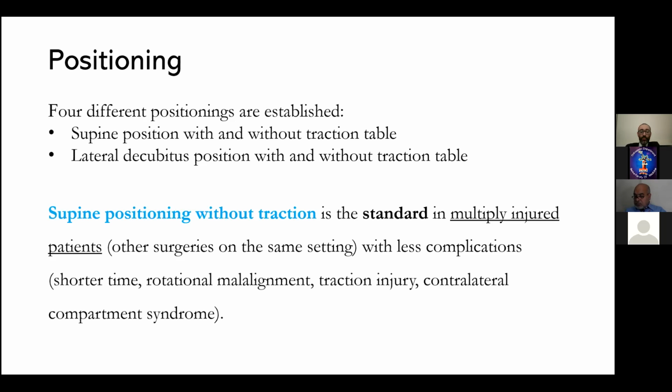Let's see what is the situation regarding the evidence, and is there any preference for one over the other. Supine positioning without traction looks the standard one in case of a multiple injured patient, because you need to operate the same leg, you need to operate the ankle, the foot, and also you don't need to waste much time in doing the traction, so you have a shorter time. Again, you protect the patient from traction injury, pudendal nerve sometimes injured from the traction, and contralateral compartment syndrome, because the other leg will be lifted some way to be out of the lateral view of the C-arm. So without traction would be standard in some situations.